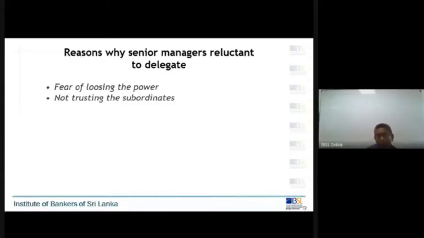So the managers are a little bit reluctant to delegate the work because they are not trusting the subordinates. Another reason, third reason, you say the subordinate may not be capable of performing the task. So he is not competent enough to do that job.